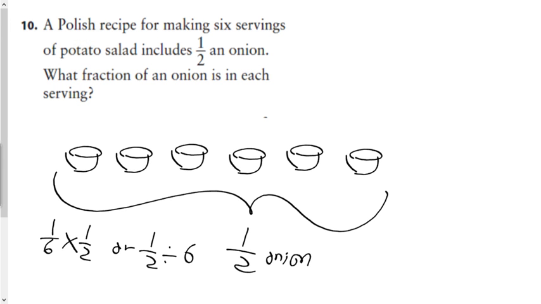You can think of it as a sixth of the half onion, or simply a half divided into 6. We're going to use division here. A half an onion divided into 6 bowls, which will become, when I multiply by the reciprocal, multiplication. And therefore, each of these bowls of potato salad has 1/12 of an onion in it.